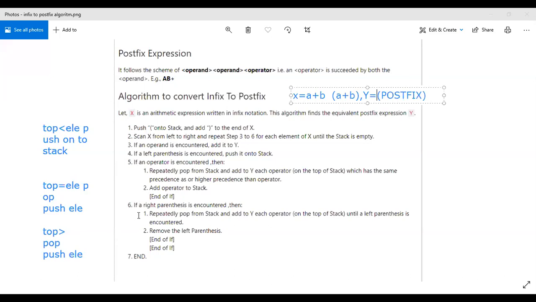Now, the sixth step. If a right parenthesis or right brace is encountered, what do I have to do? Repeatedly pop the stack and add to Y each operator until a left parenthesis is encountered. So I repeatedly pop all the operators from the stack and add them to the postfix expression. Next, the second part of that step: remove the left parenthesis.